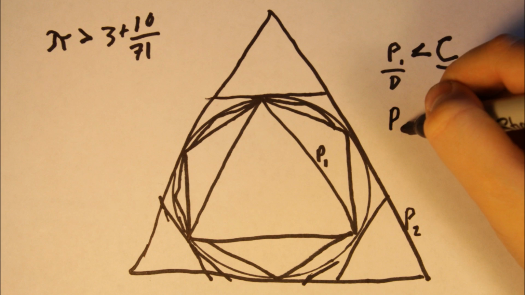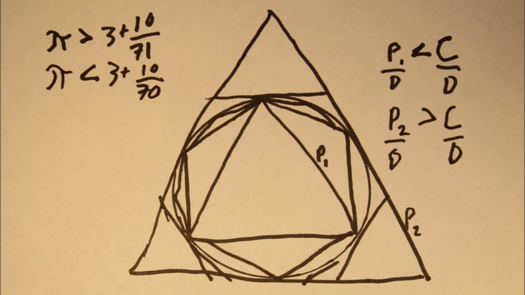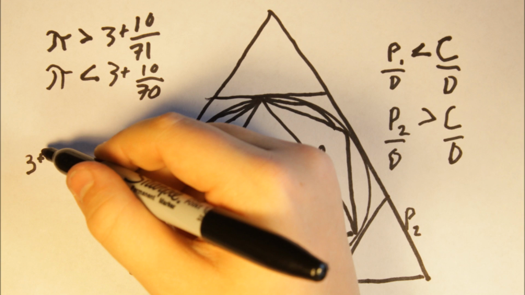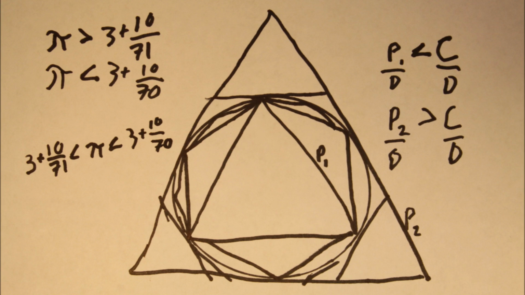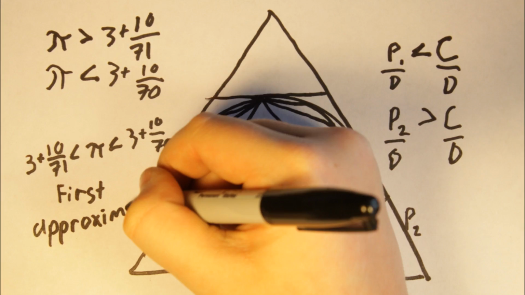He did the same thing but in reverse. He made a triangle around the circle and then cut it off into hexagons and proceeded until a 96-sided figure again. Now this perimeter will always be bigger than the circumference, so it will be bigger than pi. So he found that pi was less than 3 plus 10 over 70. This was a good approximation because most approximations during this time were about 3.